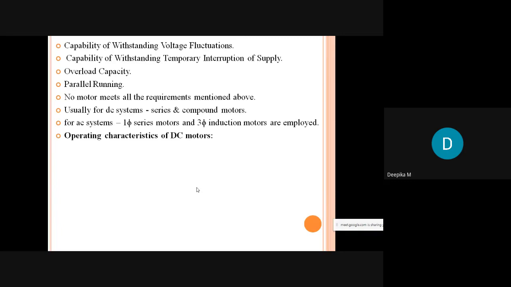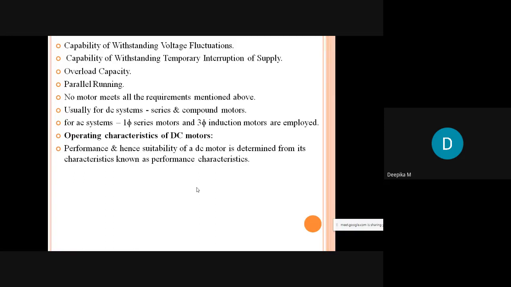Next, coming to the operating characteristics of the DC motor. Before we use the motor, we have to know its operating characteristics, which are nothing but the performance characteristics. The performance and hence the suitability of a DC motor is determined from its characteristics known as performance characteristics.